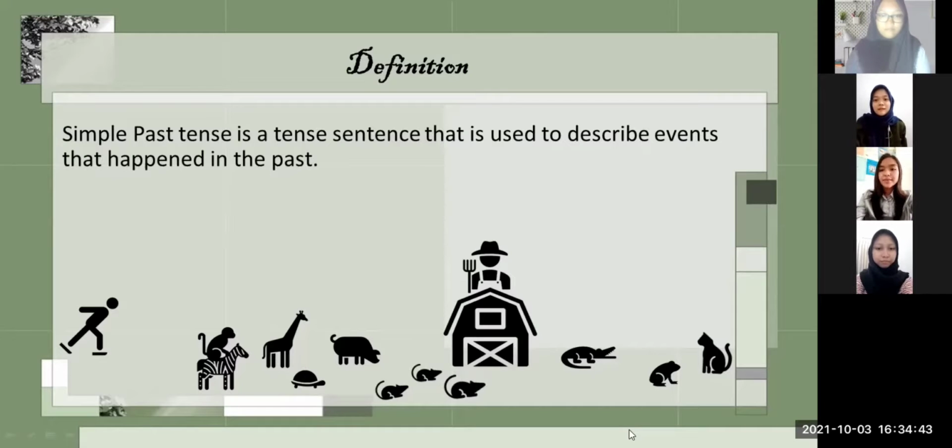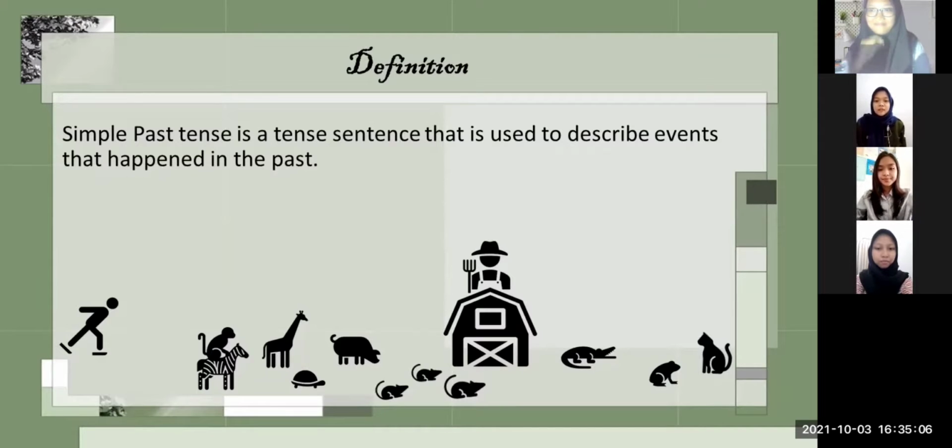Next will be Siti Rukoyah. My name is Siti Rukoyah. In the simple past tense, positive: subject plus verb two plus object. Negative: subject plus did plus not plus verb one. Question: did plus subject plus verb one.